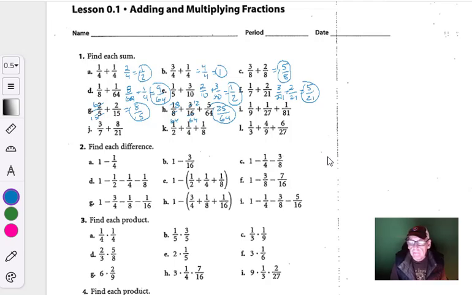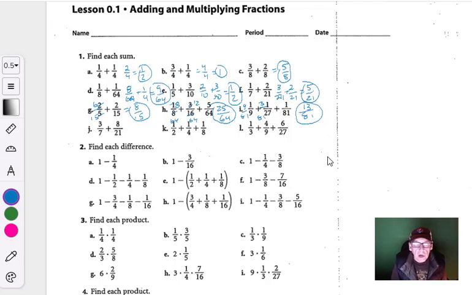Looking at I, 81 is the common denominator. So 9 times 9 makes 81. That's going to cause us to have 9/81 for the first one. 3 times 27 makes 81. That's going to cause us to have 3 over 81. And then we have 1 over 81. So our common denominator is 81. We have 9 and 3 is 12, and 1 more makes 13 over 81.